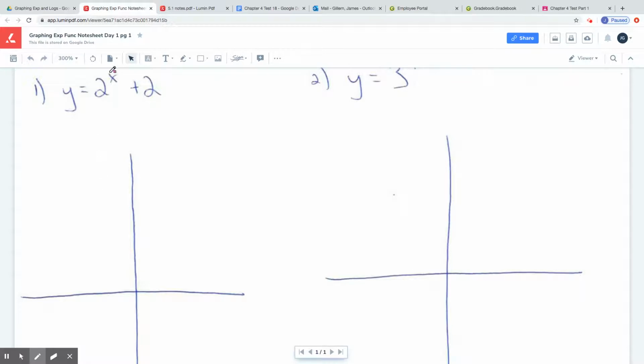Now, y equals 2 to the x. That's our basic shape, y equals 2 to the x, which is what we just graphed up there.